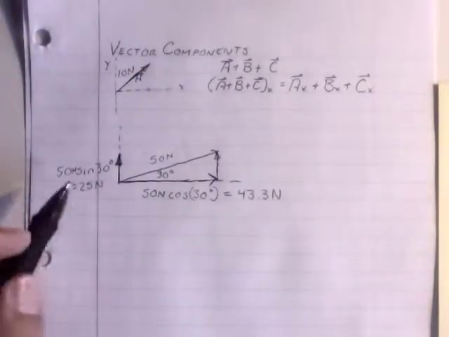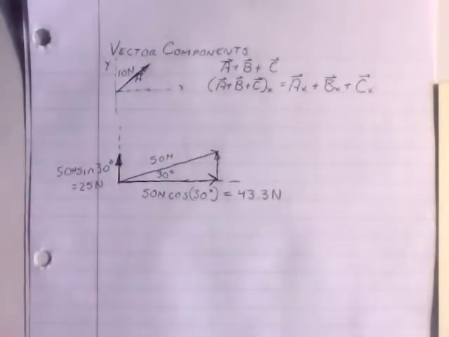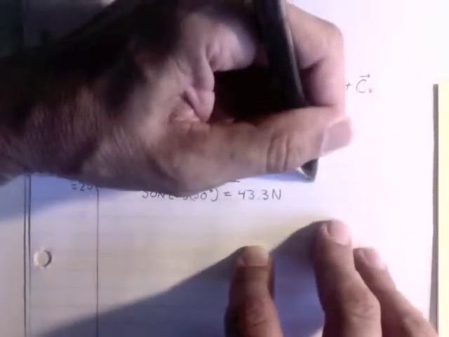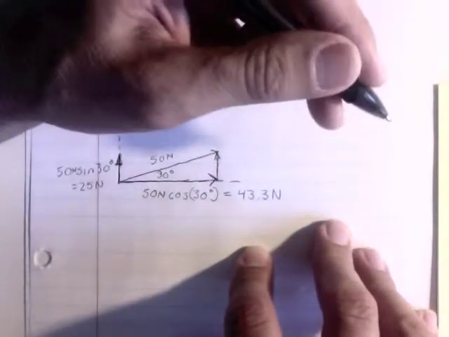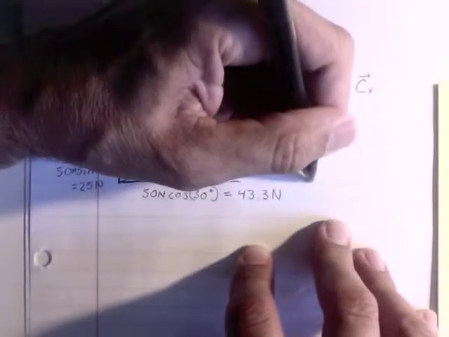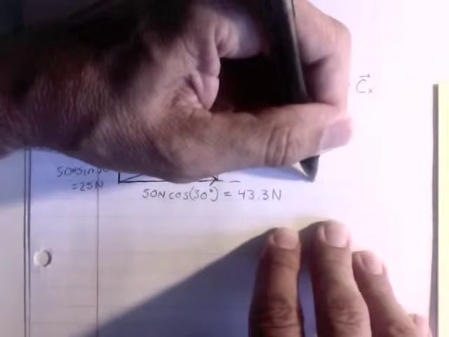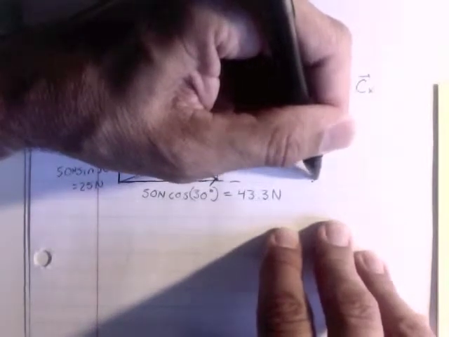So what this allows me to do is, if I have several of these and I've broken them all down, let me do another one here. Let me use 60 degrees just because it's easy for me. Well, I'll use 45 degrees. I know that one. So 45 degrees, I'm going to use 20 at an angle of 45 degrees.